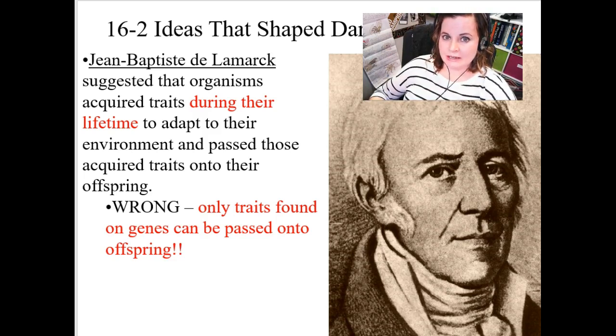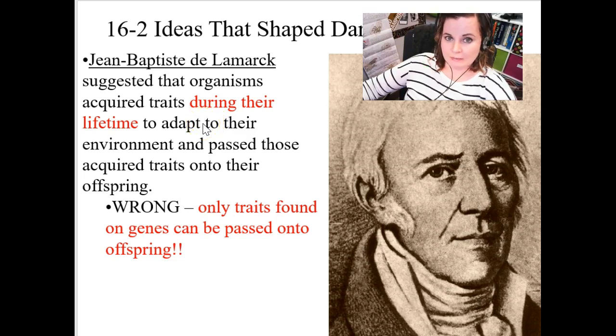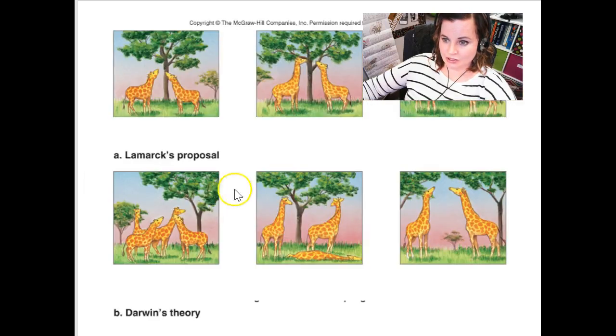Essentially he suggested that living things have a certain degree of control over their own evolution, which of course has been proven wrong. We know today, especially since the discovery of DNA and genes, that traits can only be passed on to their offspring if those traits are genetic in nature.